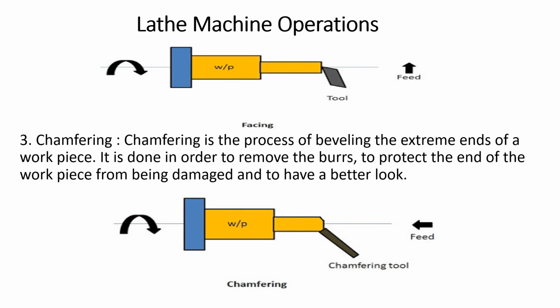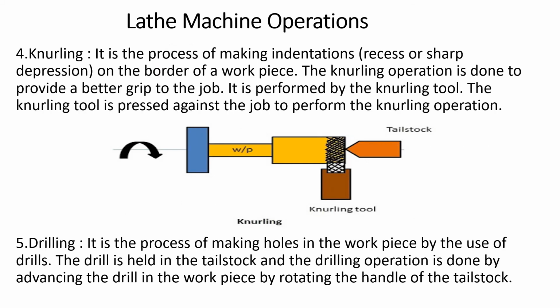Next, chamfering. Chamfering is the beveling of extreme ends. If the ends are sharp, they can cut, so we remove the sharpness of the workpiece. That's why we use chamfering. Next, knurling. Knurling is a process that gives grip to the material. For holding some materials, grip is required. That's why we use knurling.